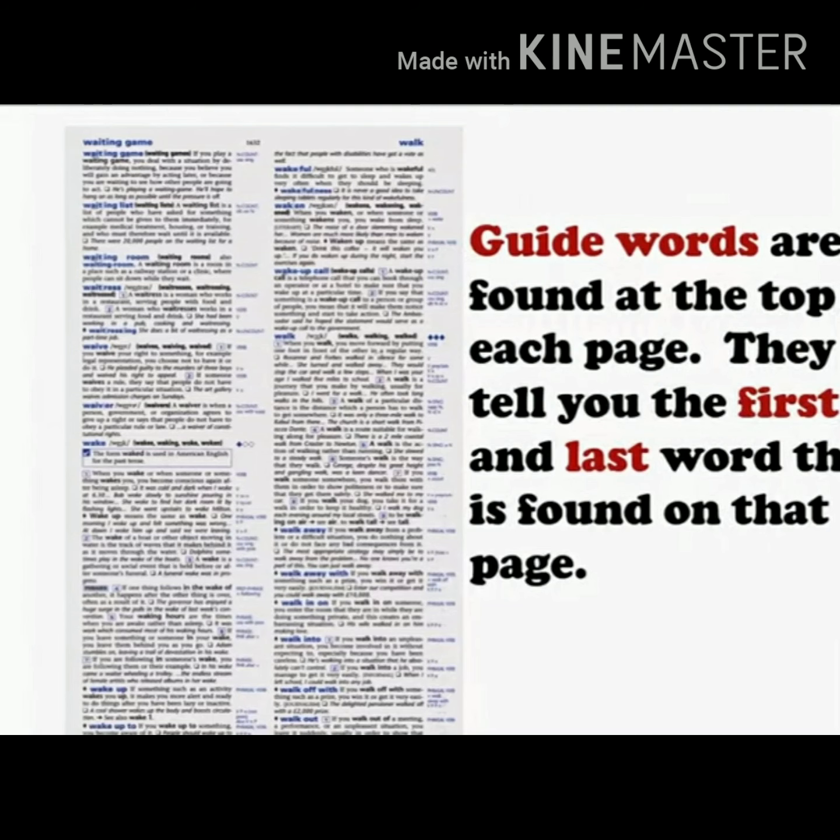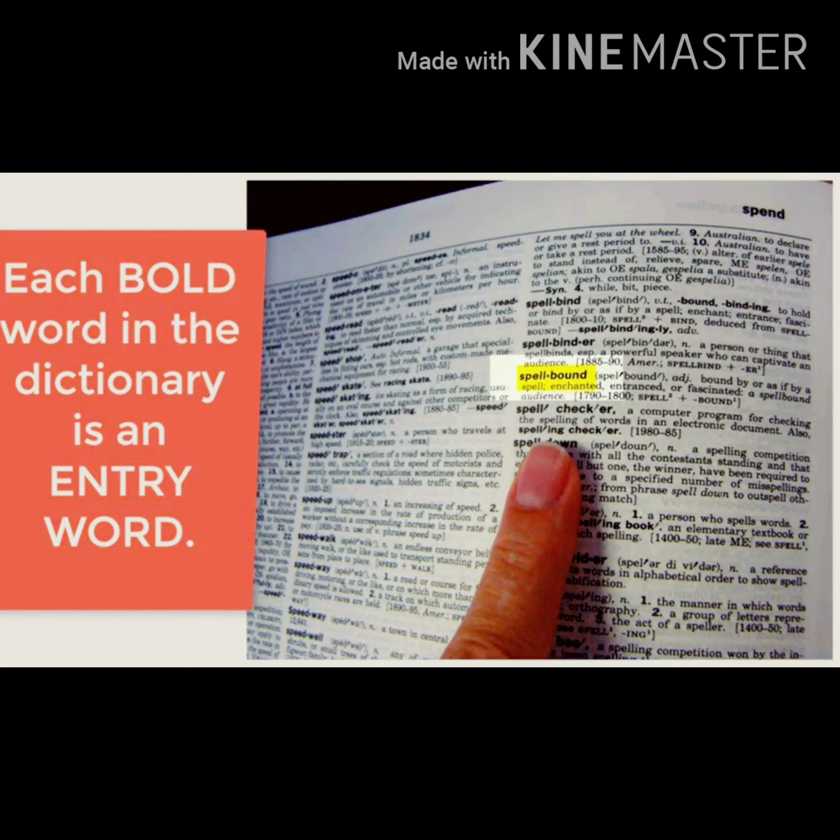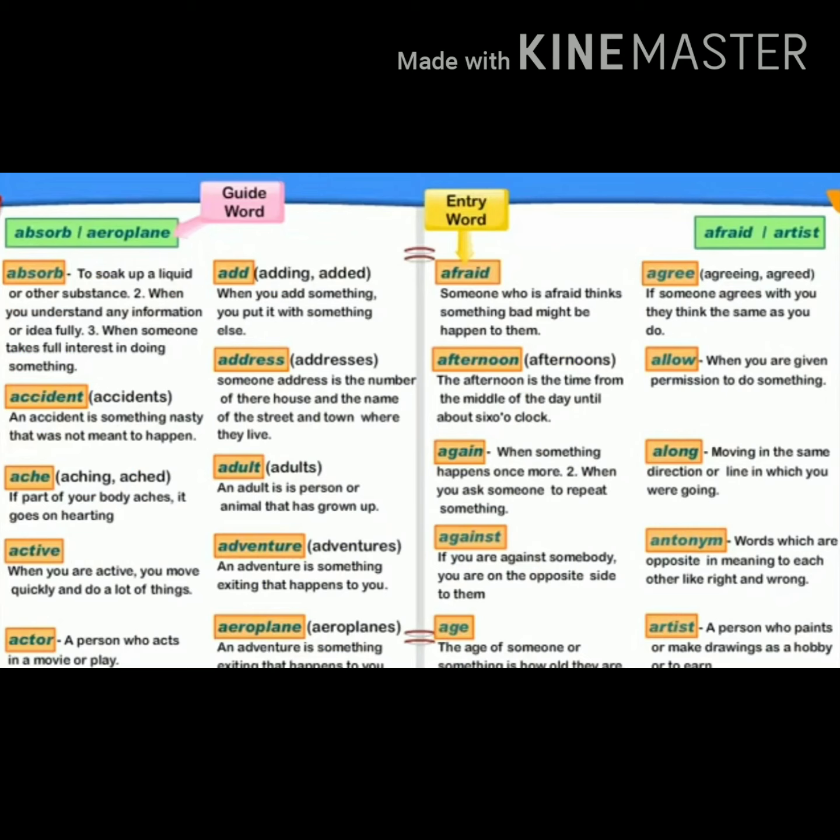Now move forward to learn what entry words are. Each bold word in the dictionary is an entry word, as you can see in the picture on the screen. Now guys, let me explain further. Just look at the screen. Here two words are there, absorb and aeroplane. These two words are guide words. And on the next page you have a yellow box that shows you an entry word. Here the entry word is afraid.